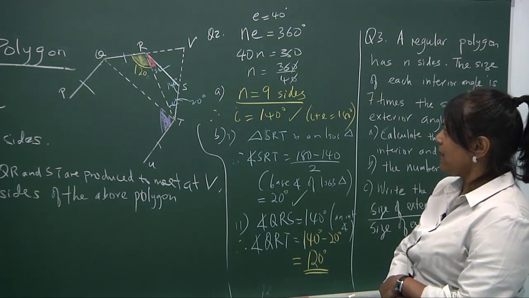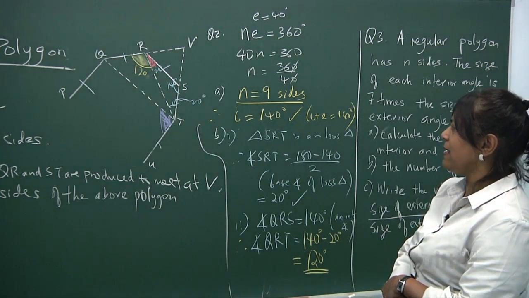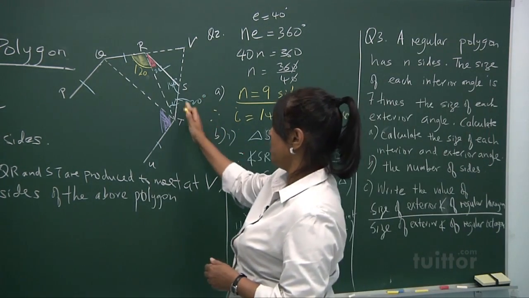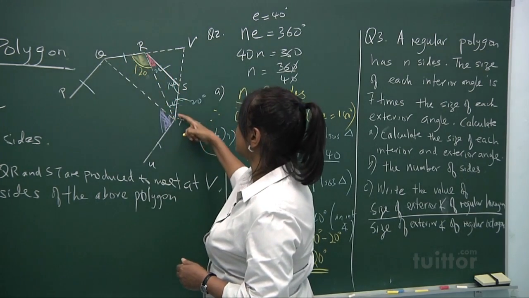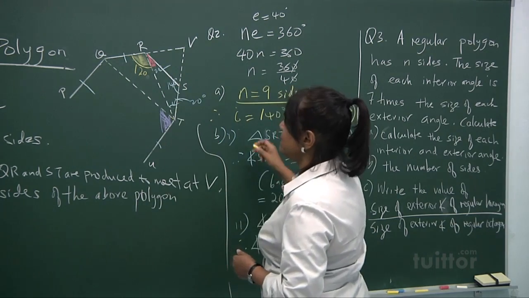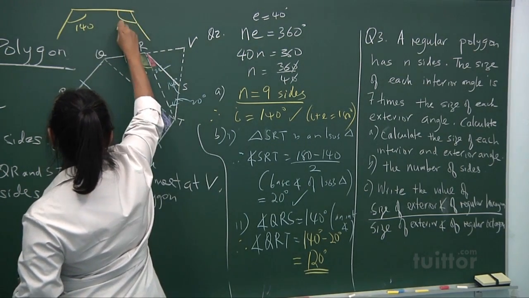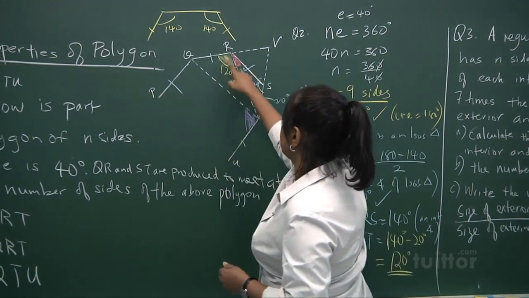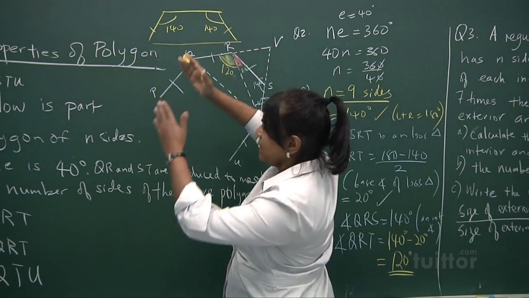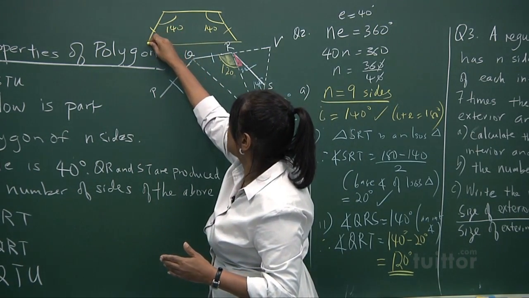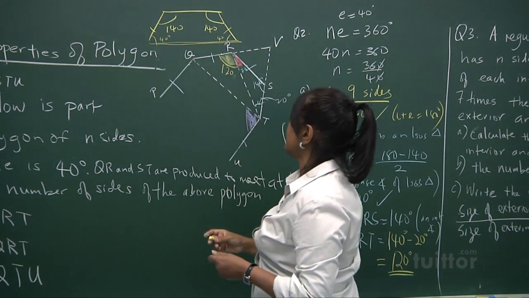Is QT parallel to RS? Now, if these two sides are equal, the same length, and that's 140 and 140, we call this an isosceles trapezium. You have this angle 140 degrees, this angle here is 140 degrees, and these two lengths are equal. The two angles are equal, the same distance, the same angle. So if I were to join this line, this will be 40 degrees, and this will be 40 degrees, and this is an isosceles trapezium.